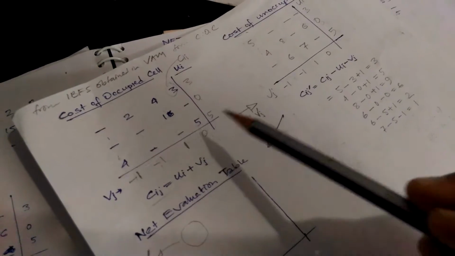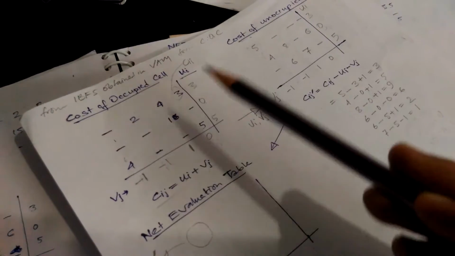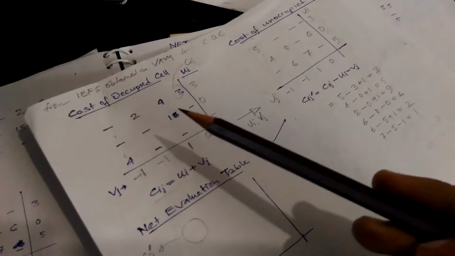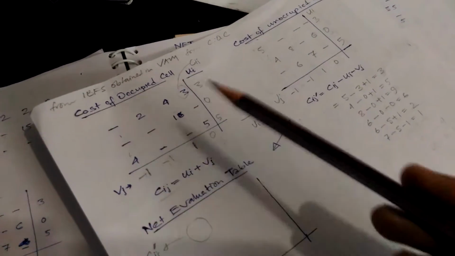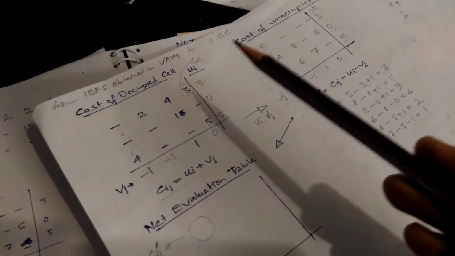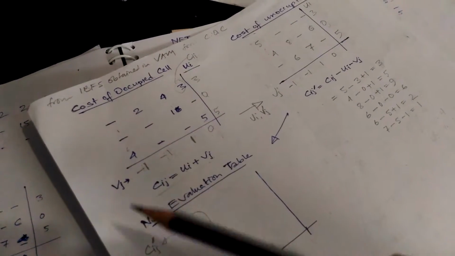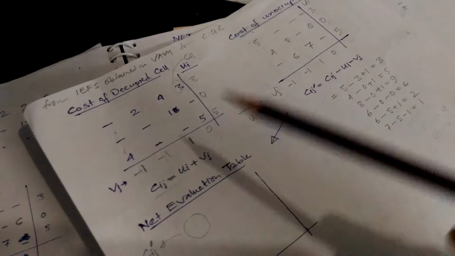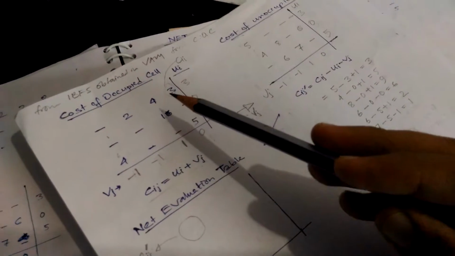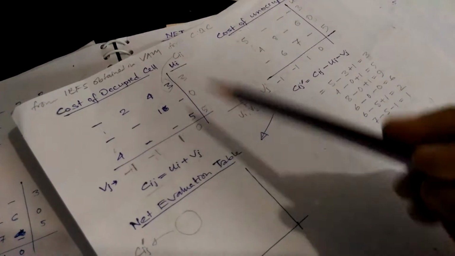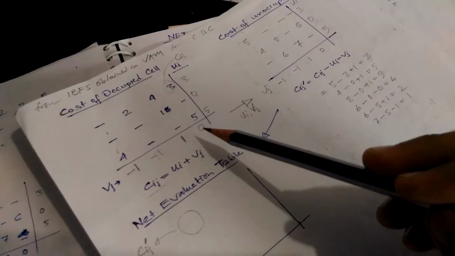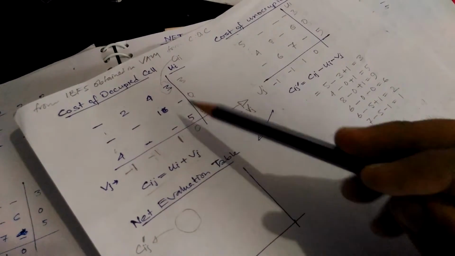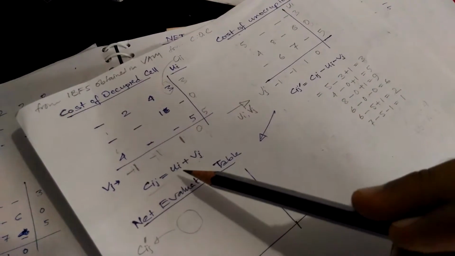See, in the first cost of occupied cells, we have put the values 2, 4, 3 from the previous VAM table of the basic cell values which are occupied. Now we have allotted ui and vj, ui along the row, vj along the column. For this column, vj is -1, so this column is okay. Now arbitrarily assign 0 to any of the vj or ui. So let us start from here. If we put 0 here, we have to match 0 plus 5 equals 5, then 0 plus 3 equals 3, that is Cij equals ui plus vj.